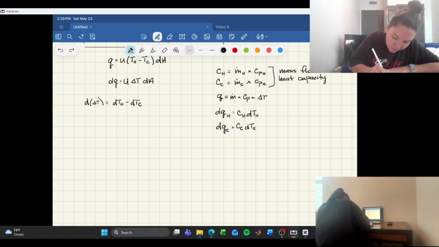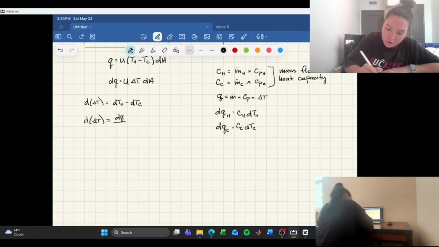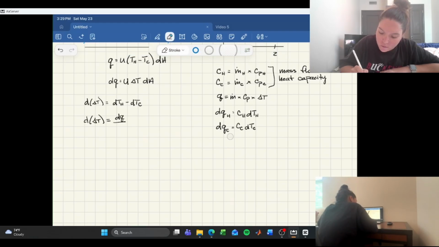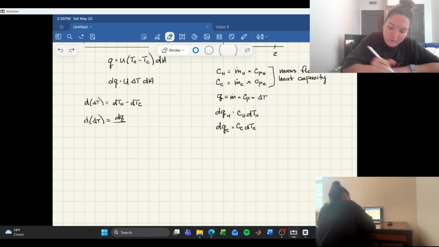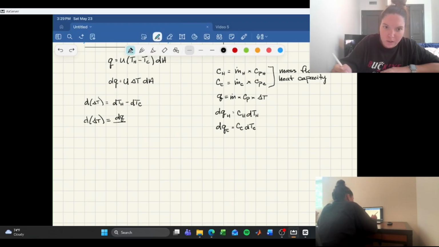So we're going to get the change in delta T is going to be equal to the change in heat transfer. So for here I wrote for the cold and hot stream, that's just to show that these are the equations. The heat transfer should be the same. So it's going to be the change in heat transfer over the mass flow rate heat capacity of the hot stream minus change in heat transfer over the mass flow rate heat capacity of the cold stream.